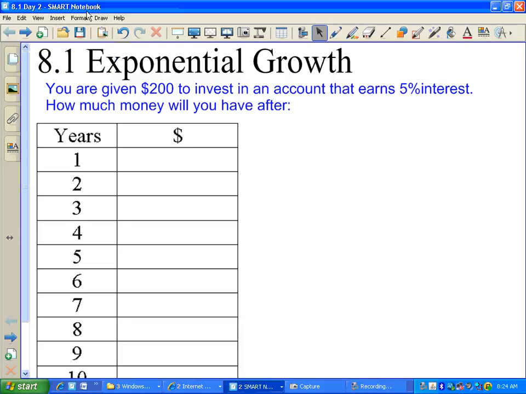Here we go, exponential growth, day 2. What we're talking about today is applications of exponential growth.